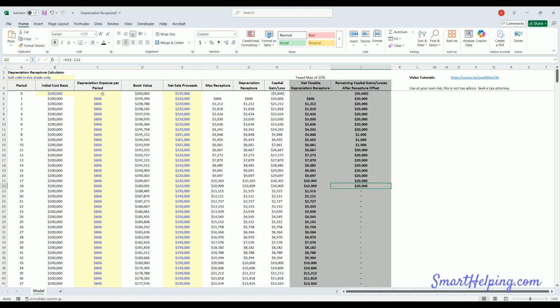All that's happening here essentially is the book value is your new cost basis over time, and that's what you use to figure out a gain or a loss.